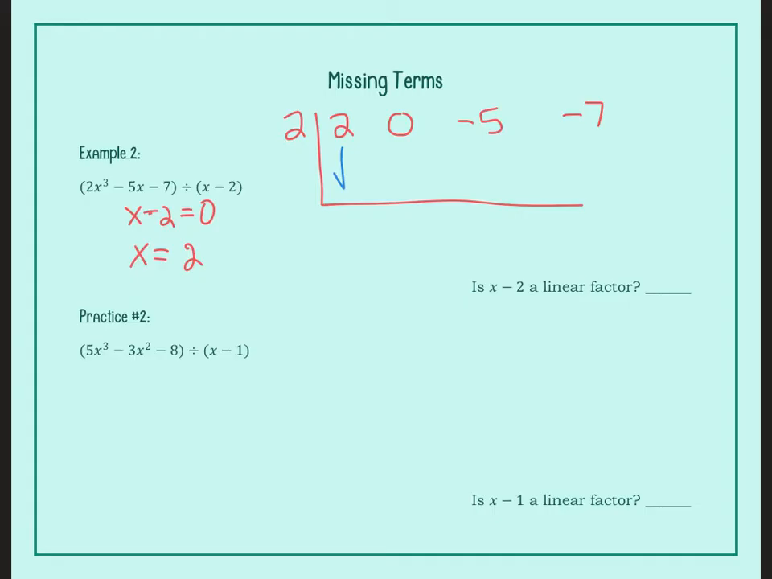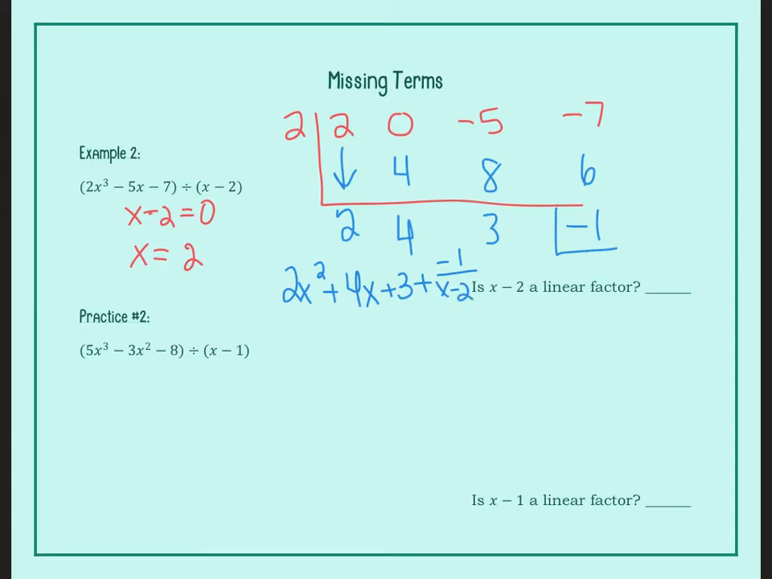So bring down your first term, multiply with the number on the outside. Add those together, multiply with the number on the outside. Add those together, multiply with the number on the outside, and add them together, and your last number is always your remainder. So I have 2x squared because we still start with 1 lower. So 2x squared plus 4x plus 3 plus -1 over x minus 2. And since there's a remainder, this is not a linear factor.